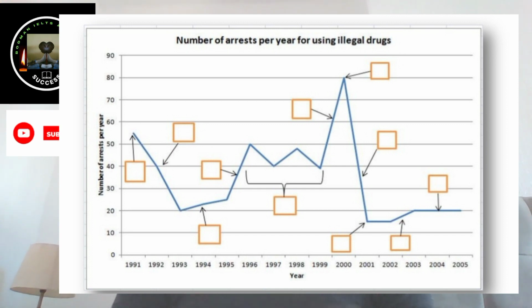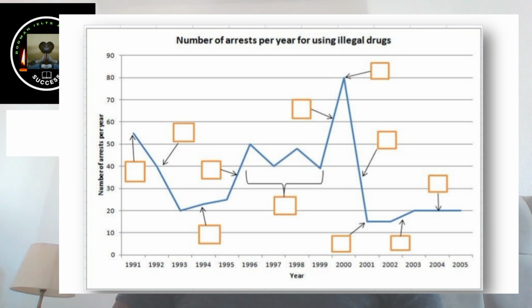Now, let us run through them again from the beginning of this line graph. At the beginning, the number of arrests stood at around 55. It then fell significantly to 20 in 1993. Can you see? Second box. It increased slightly to 25 over the next 2 years. 2 years after 1993 is 1995. I don't have to say 1995. I will still teach you that.